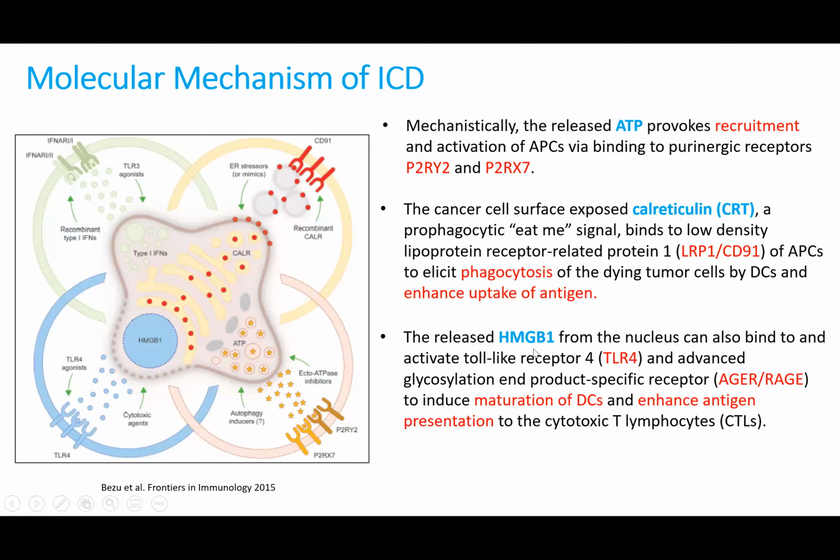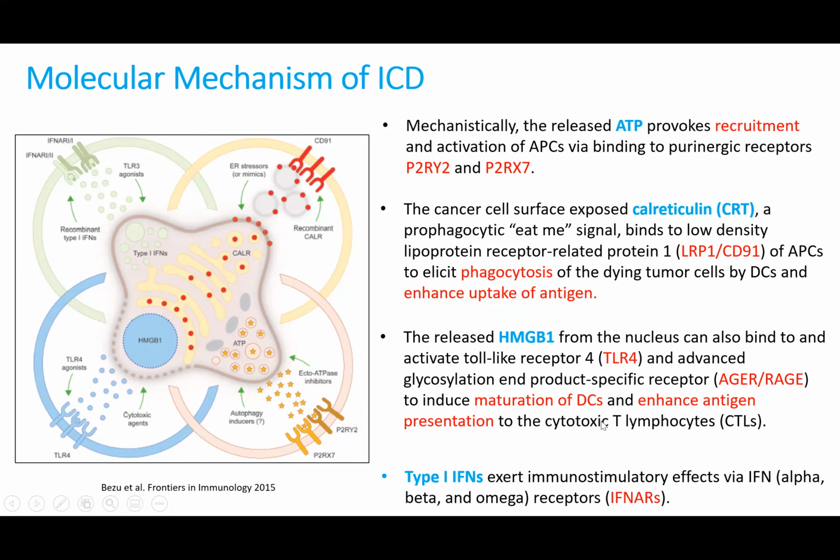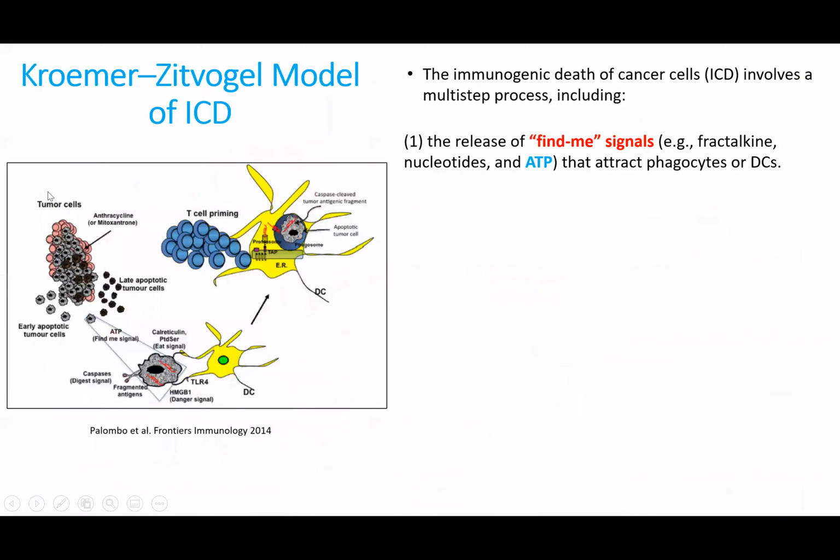Also, the HMGB1 released from the nucleus to the extracellular space will bind to toll-like receptor 4 and the advanced glycosylation end product-specific receptor, leading to maturation of dendritic cells and enhancing their antigen presenting capacity. Finally, the type 1 interferons released from the immunogenically dying tumor cells will have an immunostimulatory effect on the antigen presenting cells via binding to their complementary receptors.